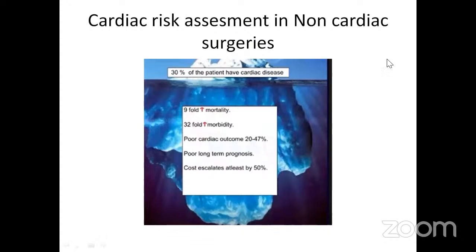Cardiac risk assessment in non-cardiac surgeries. Usually, 30% of patients presenting for non-cardiac surgeries are cardiac patients. It's just like the tip of an iceberg, where the submerged portion is much larger, where we have a 9-fold increase in mortality, 3 to 4 fold increase in morbidity, poor cardiac outcome in 20 to 47%, poor long-term prognosis, and cost escalation in 50%.